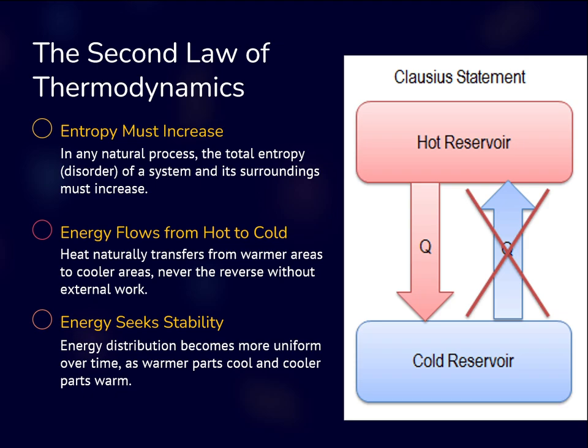Now, we'll turn to the second law of thermodynamics, which introduces a powerful concept, entropy. Entropy is a measure of disorder or randomness within a system. According to the second law of thermodynamics, in any natural process, entropy increases. Energy naturally flows from hotter objects to cooler ones, never the reverse, unless some sort of external energy is added.